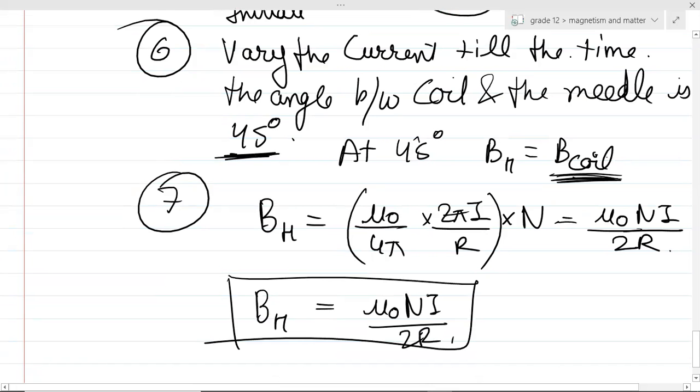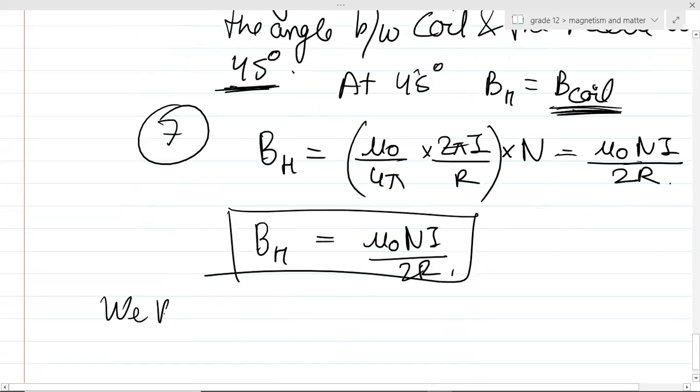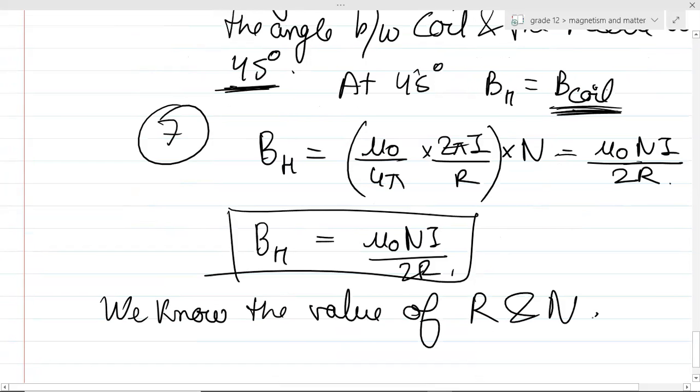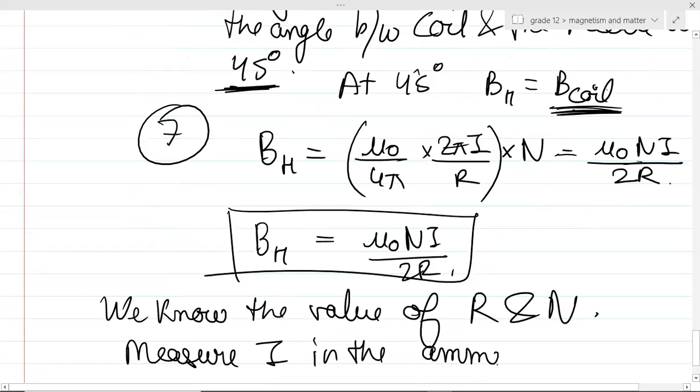So this is the concept on which the tangent galvanometer works. We know the value of R and N, and we measure I in the ammeter. And if you can measure the value of I in the ammeter, automatically we can measure the horizontal component of Earth's magnetic field at that point. Is this clear? Did you understand the whole experiment? Guys, did you understand the whole experiment?